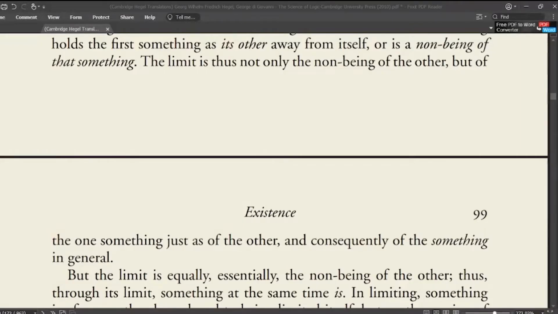So let me see if I can draw something to relate to that. So we have something in general.